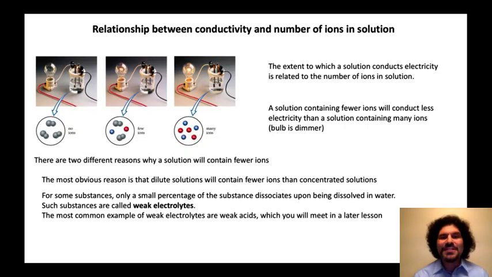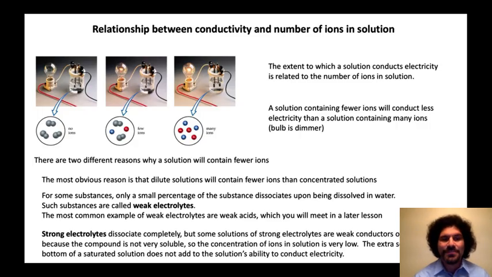However, for some substances, only a small percentage of the substance will dissociate upon being dissolved in water. The substance dissolves in water, but it doesn't dissociate completely. So substances that have this particular property are called weak electrolytes. And the most common example of weak electrolytes are the weak acids, which we're actually going to meet in the next unit. So I'm not going to say anything more about them right now, except to tell you that they're out there and you should be aware of their existence.